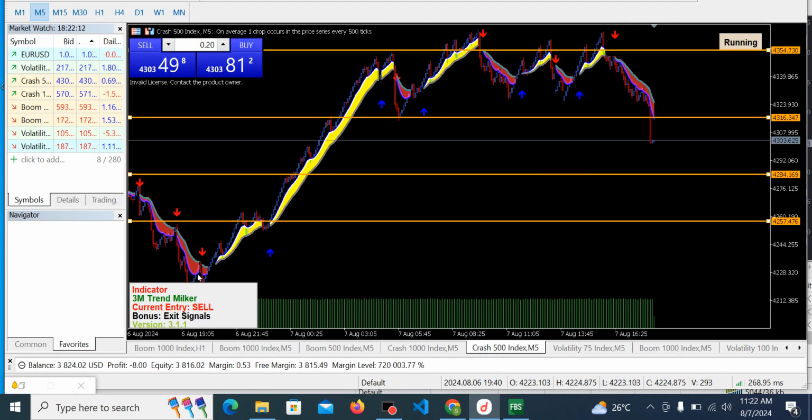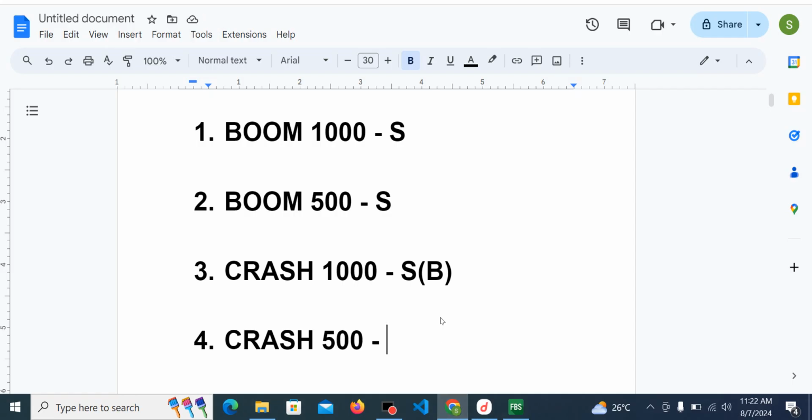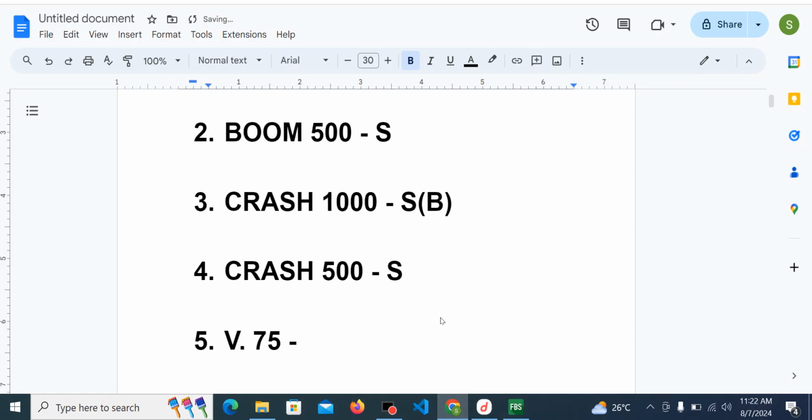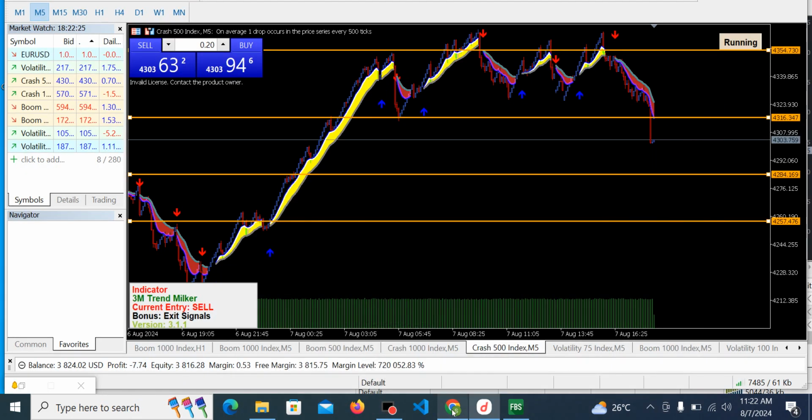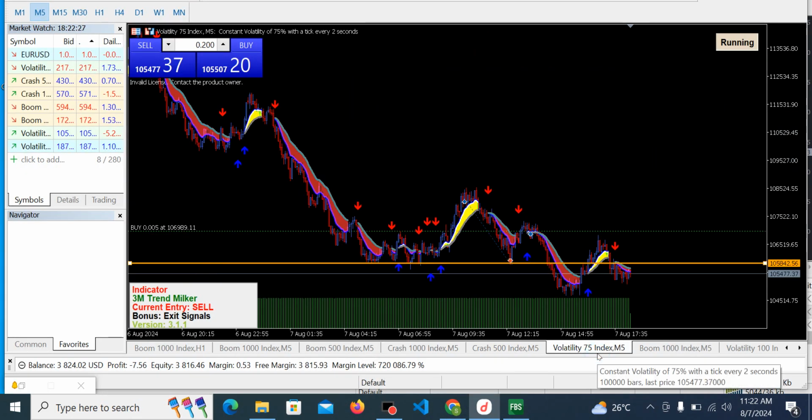This is Crash 500. It started an uptrend from here, got to the resistance zone and played around it for a while, and right from there it started selling, okay? So this is going to be giving us more of a selling opportunity than a buying opportunity. The last asset is going to be Volatility 75. Let's check it out right away.